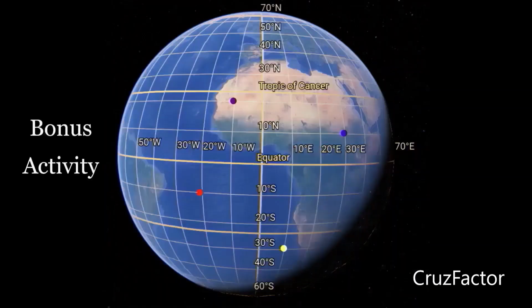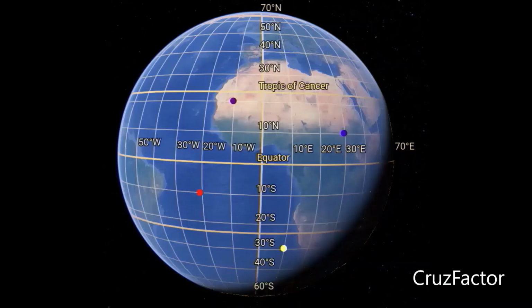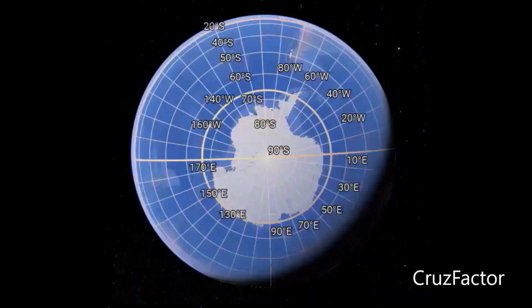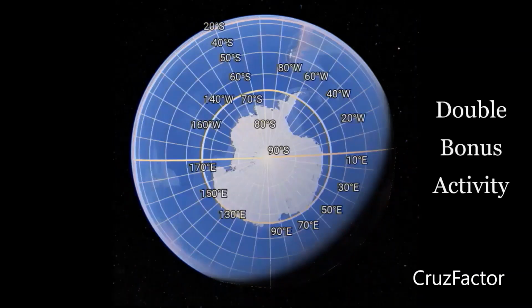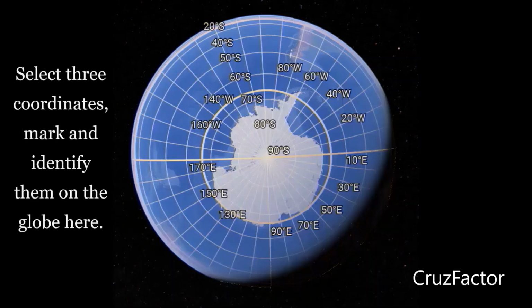Here's the bonus activity. I just want you to write down the coordinates like you saw me do here. Now I've got another image here, like the North Pole, but it's not the North Pole. As you can see, it's the South Pole. And as you can see, I did not leave any dots because I want you, the viewer, to pick your own 3 coordinates here, okay?